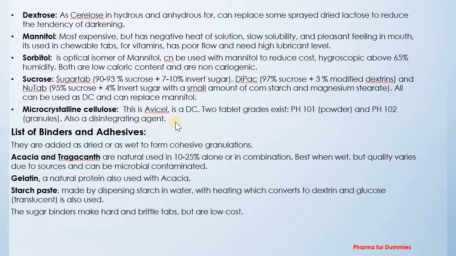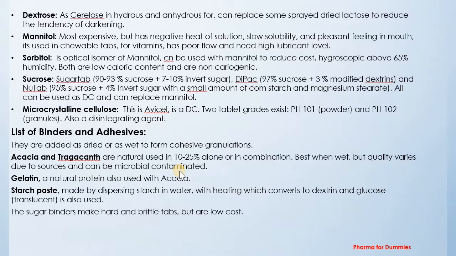The second category of the additives is binders and adhesives. The binders and adhesives are added dry or wet to form cohesive granulations. They are first acacia and tragacanth. They are the naturally obtained binders. They can be used at 10 to 25% alone or in combination. They are used best when they are wet, but the quality varies due to the different sources and can have microbial content because they are naturally obtained.